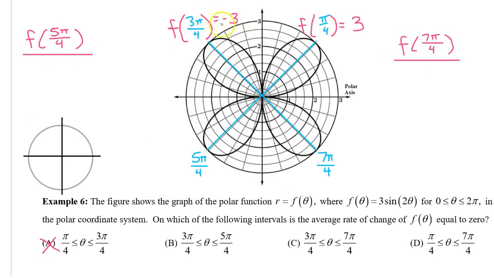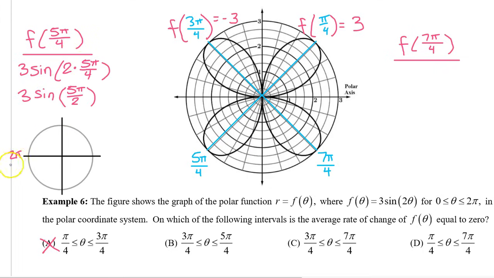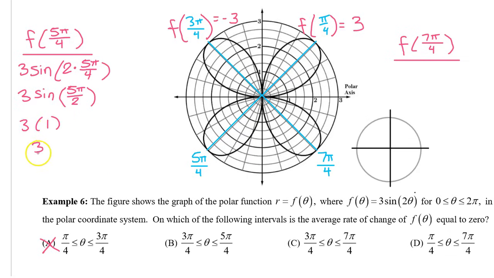f at 3 pi over 4 turned out to be negative 3, and f at pi over 4 turned out to be positive 3. Let's find f at 5 pi over 4 and 7 pi over 4. f at 5 pi over 4 is 3 times the sine of 2 times 5 pi over 4. That's 10 pi over 4, which reduces to 5 pi over 2. We can think of pi as 2 pi over 2, and we can think of 2 pi as 4 pi over 2. So 5 pi over 2 is going to be right here. And sine is the y value on the unit circle, and the y value right here is positive 1. So we have 3 times 1, which equals 3. So now we know that f at 5 pi over 4 is 3.